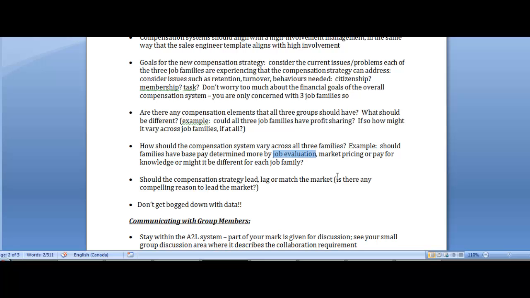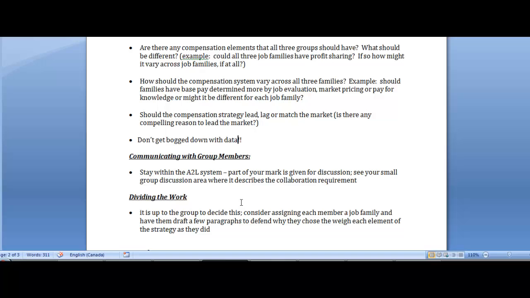And again, as I said, I don't want you to get bogged down with the data. Okay, there is a lot of data in the case, but I don't really want you focusing there so much. I think you can do a really great job without your focus being the data. Just get a feel for how the compensation systems might differ depending on the current issues and problems within each job family, organizationally, and what you think might work best. All right.